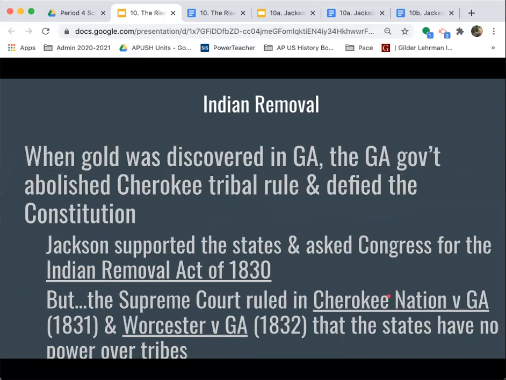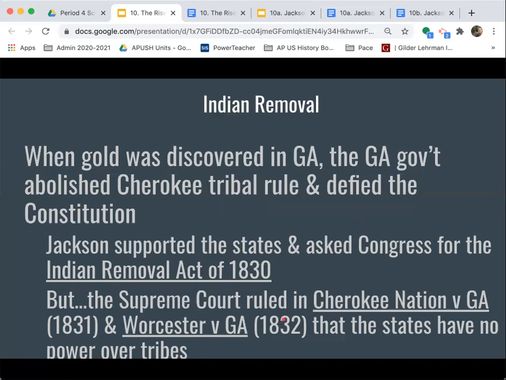Unfortunately for the Native Americans, gold is discovered in Georgia, in the land that the Cherokee tribe calls their own. Gold is discovered. So the state of Georgia abolishes Cherokee tribal rule. It says, sorry, you don't get to rule yourself anymore, even though the national government signed a treaty with you, said you could rule yourselves here. Yeah, you don't get to do that anymore. Georgia, as a state, says we're going to override what the national government said. Except you can't do that. We've been over that. And they tell the Cherokees, you got to go. Sorry, we need that gold. We need that land. You guys got to get out of here.